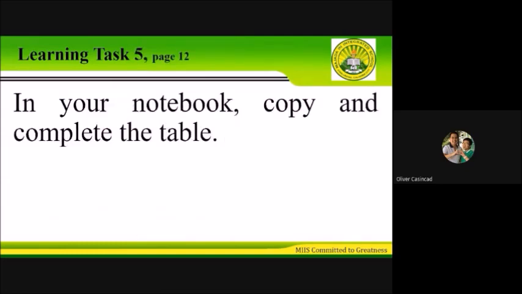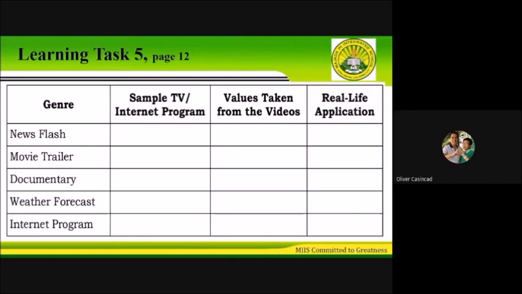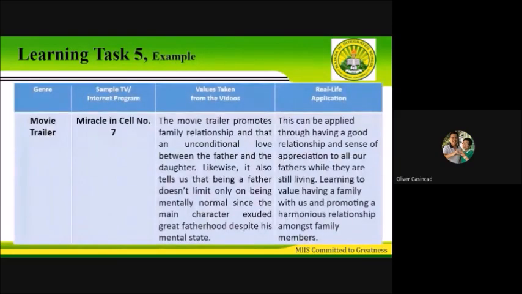Task 5. So we are skipping task 4. In your notebook, you have to copy and complete the table. This is an example of the table. As you can see in column number 1, the genres: news flash, movie trailer, documentary, weather forecast, and internet program. On the second column, you have the examples or sample TV programs or sample internet programs. Then you have the values taken from the videos and the real-life application. This is an example of your task 5.